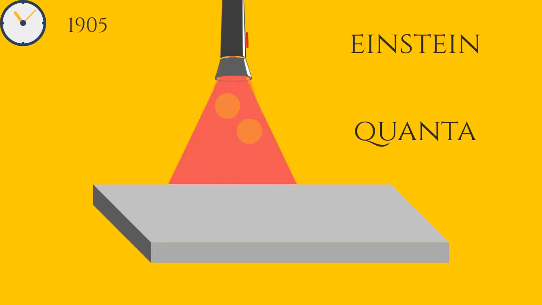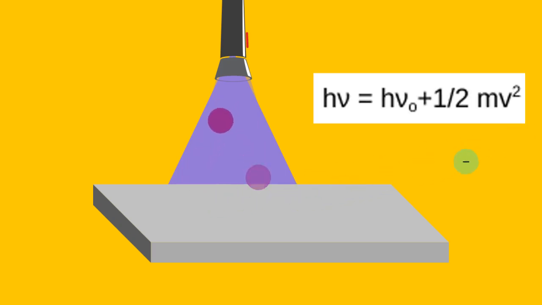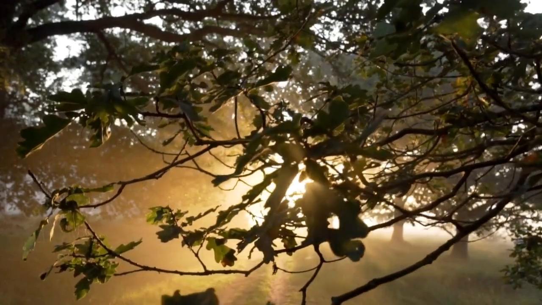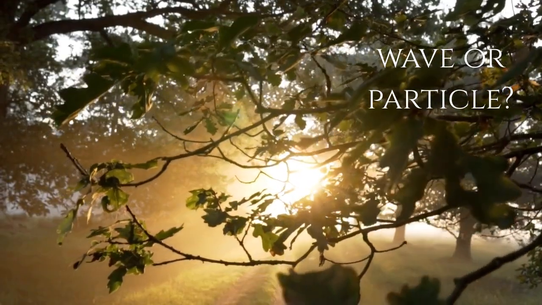In 1905, Einstein used Max Planck's energy quantization concept on the photoelectric effect. If energy was quantized, it meant that a minimum frequency was needed to give electrons enough energy to leave the metal surface. However, this raised another question. Was light a wave or particle? It behaved like an electromagnetic wave while traveling, but like a particle when being absorbed or emitted.